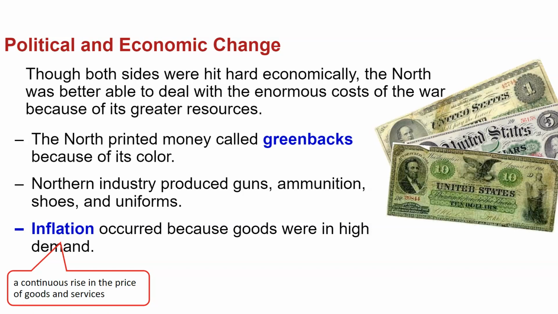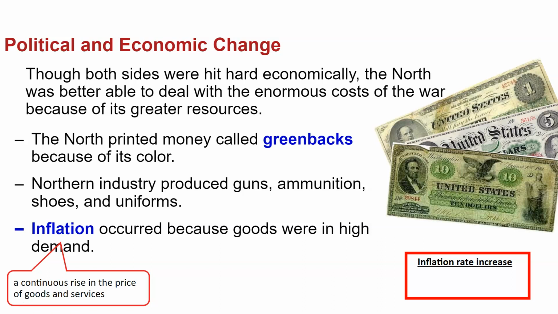The North eventually printed money that they called greenbacks because of their color. And the North, in their industry, and again, that was a major advantage they had at the beginning of the war, were able to produce more guns, ammunition, shoes, and uniforms than the Confederacy was. And as a result, both sides dealt with inflation. And again, inflation is that continual rise of prices of goods and services. It occurred on both sides because goods were in such high demand.